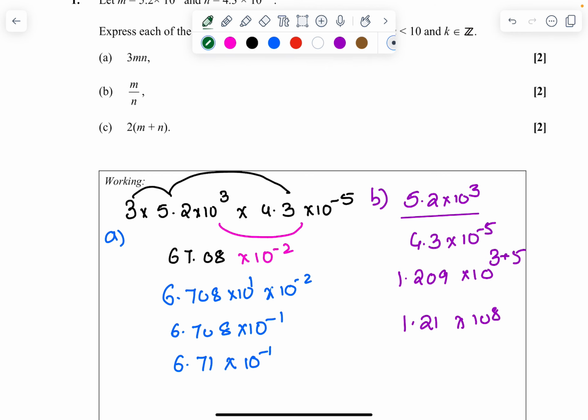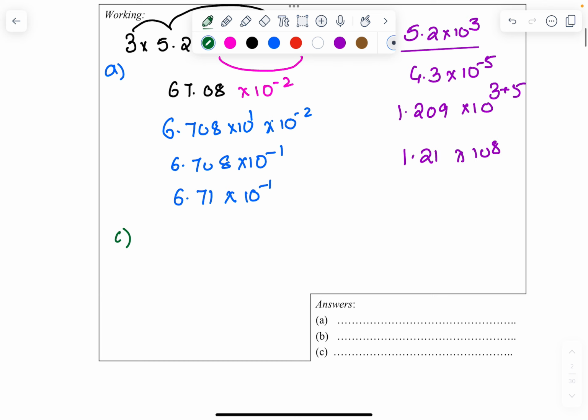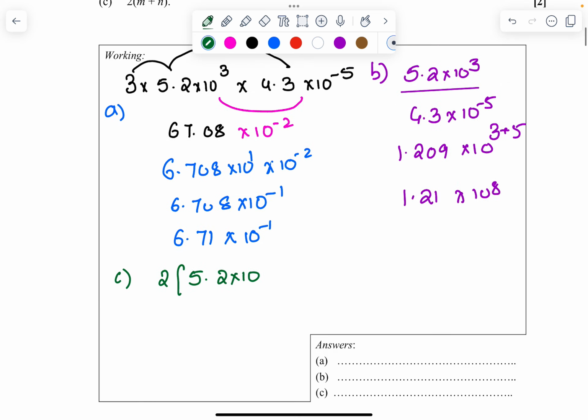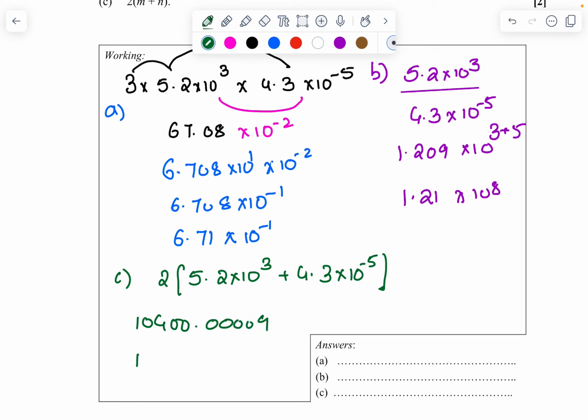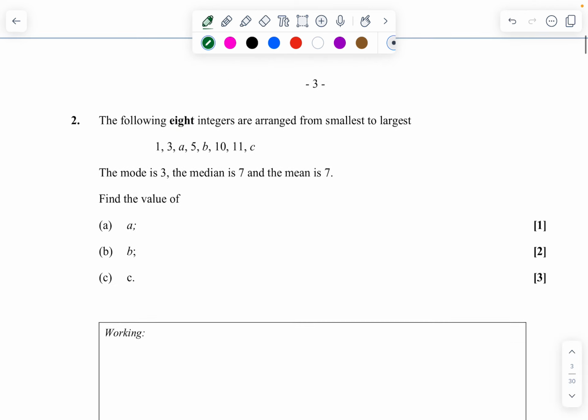Finally, coming to part C. 2 times of m plus n. M is 5.2 times 10 power 3 plus 4.3 times 10 power negative 5. We can use the calculator. 5.2 times 10 power 3 plus 4.3 times 10 to the power of negative 5 gives me 10,400.00009. So it is 1.04 times 10 to the power of 4. That's the answer. Question number 2.